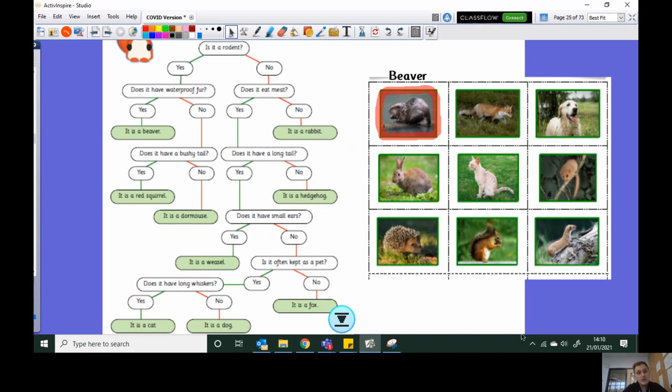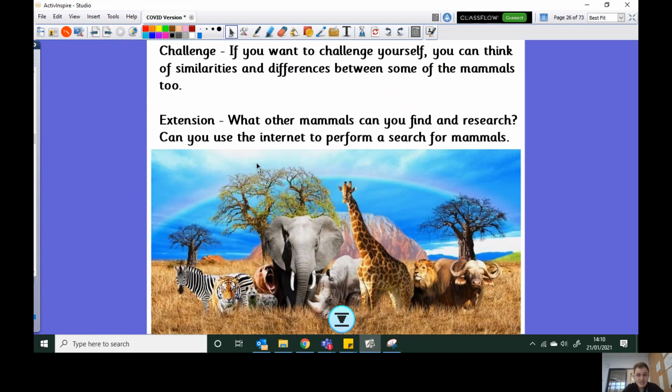So maybe pick another two animals that you sorted using our classification flowchart and compare them. Look for similarities and differences. Again, you can just talk this through. If you'd like to write down some similarities and differences, that is up to you. That would be fantastic. There is an extension activity today, and it's just a bit of research.